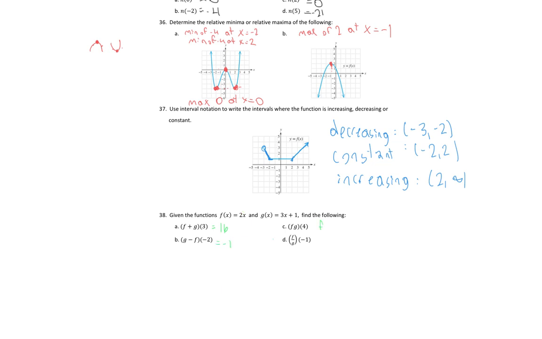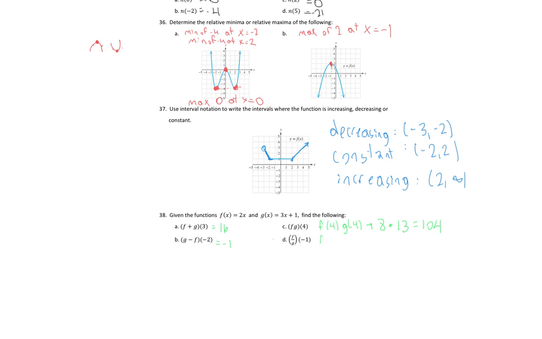For this next one, I'll say this thing is g of 4 times f of 4. Well, f of 4, I plug 4 in. 2 times 4 is 8. G of 4, 4 times 3 is 12, plus 1 is 13. So 8 times 13, that is 104.